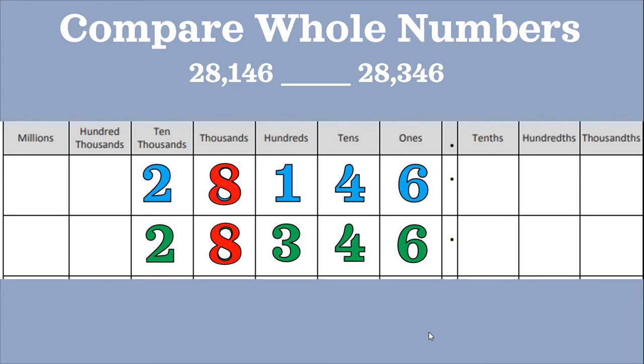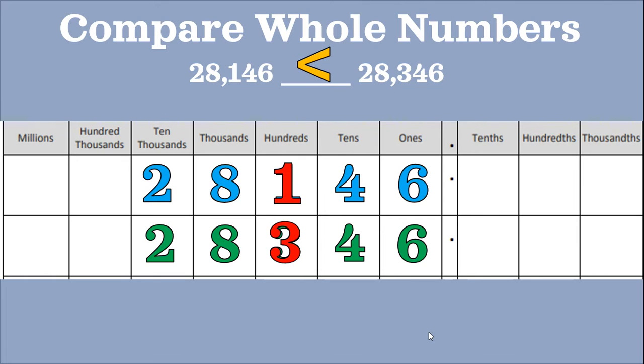The next place value would be the thousands place. Both numbers also have 8s in the thousands place, so we're going to move on to the hundreds. Here we see that there are different numbers. In the first number, there's 100, and in the second number, there's 300s. 300s is bigger than 100, so 28,346 is our bigger number.